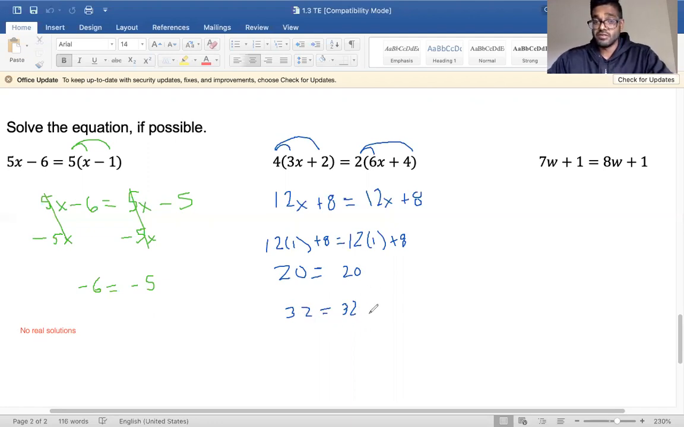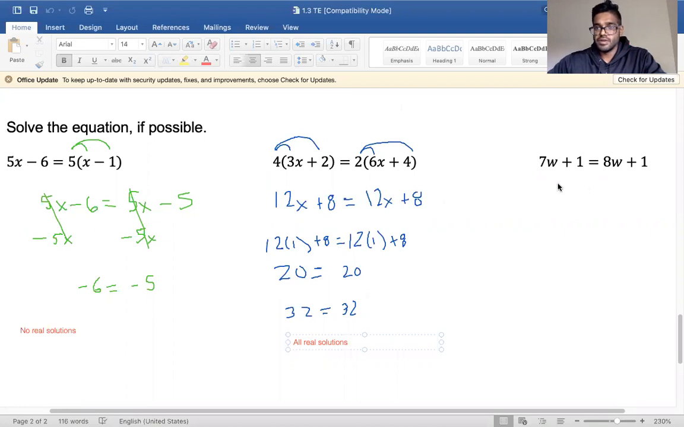If I plug in 2, you're going to get 32 equals 32, and that's a correct solution, right? 32 equals 32. That makes sense. But it doesn't matter what I plug in for x. I'm always going to get the same thing on both sides. So what we call this, these are called parallel lines, and we have all real solutions, right? It doesn't matter what I put in for x. I'm always going to get the right answer. I'm always going to get the same thing on both sides.